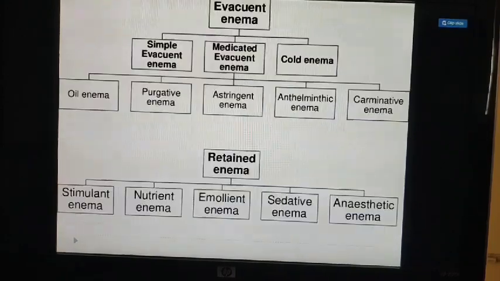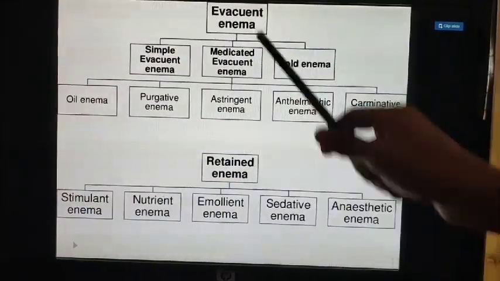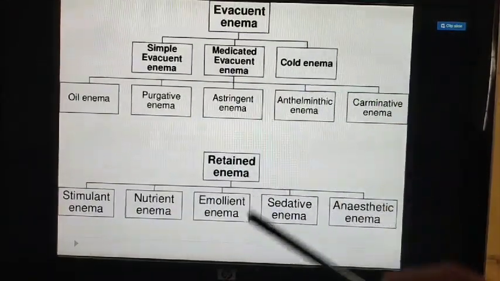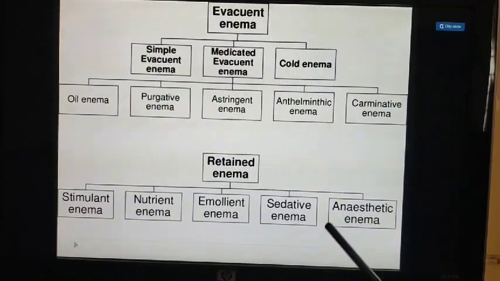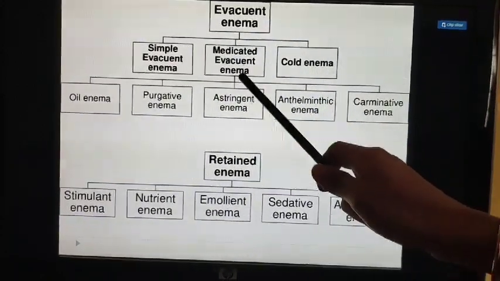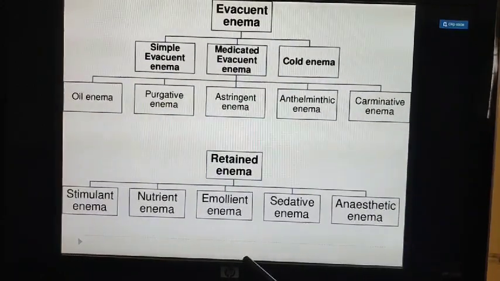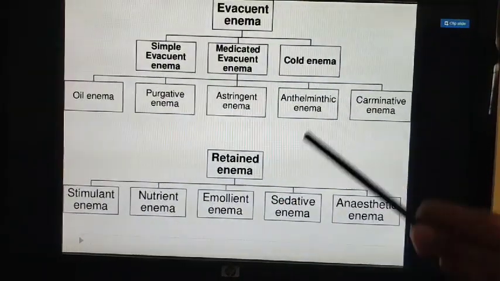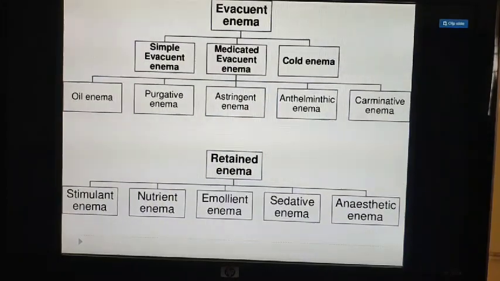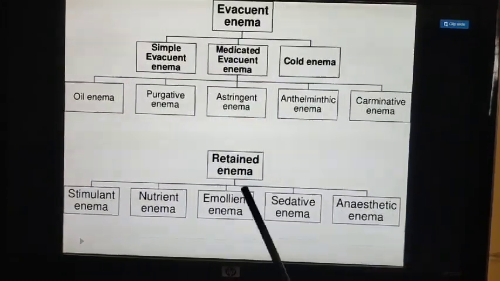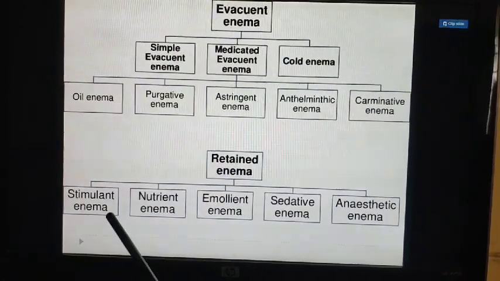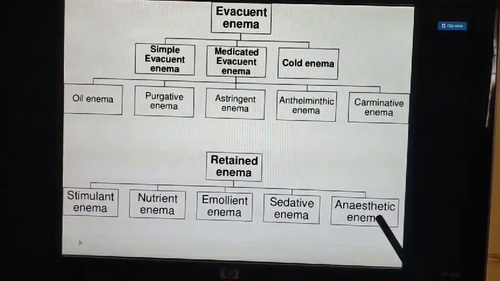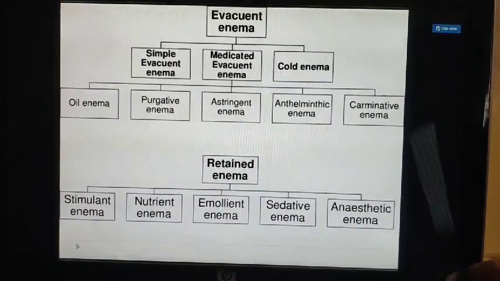First is the evacuant enema. In the evacuant enema we have three types: simple evacuant enema, medicated evacuant enema, and the cold enema. In the medicated evacuant enema, we have 5 types: oil enema, purgative enema, astringent enema, anti-emetic enema, and the carminative enema. And in the retained enema, again we have 5 types: stimulant enema, nutrient enema, emollient enema, sedative enema, and the anesthetic enema. Now we'll see each one in detail.